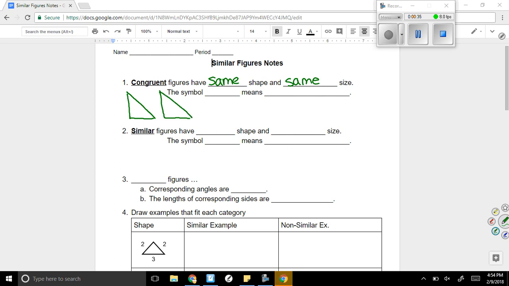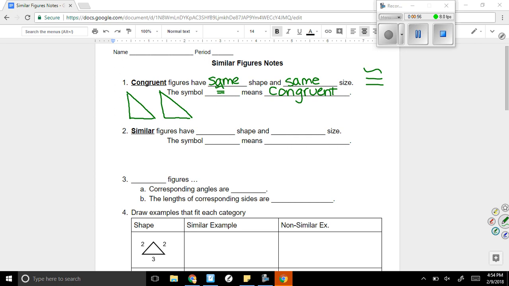The symbol that we use to show that two things are congruent looks like an equal sign with a little squiggly over top. So I'll write that bigger over here. Again, it's an equal sign with a little squiggly. That symbol means that those two shapes are congruent.